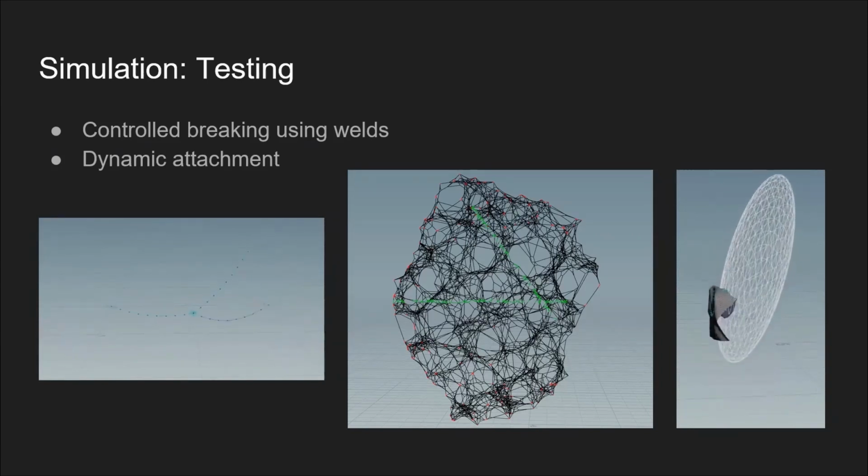And the last one is just dynamic attachment, where when the welds break, they attach to our creature and sort of glide down his body. And that was really the secondary part of the sim. The main one was really just controlling the welding and where I cut these webs.